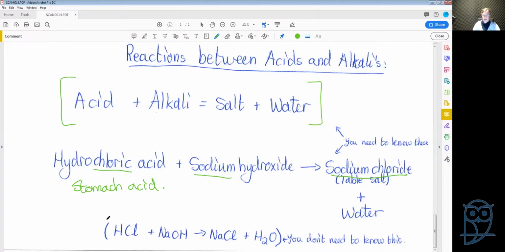So this is what I meant with the symbol notation. You don't need to know the symbol notation. You guys need to know the word notations, not the symbol one. I'm showing you this anyway because it is interesting and it tells you what's going on. So hydrochloric acid: hydro, H, that's that bit, and chloric means it is bonded with a chlorine atom. So that's our hydrochloric acid. And then we have sodium hydroxide. We have our sodium, and that bit there is hydroxide, so it's an OH combined together.